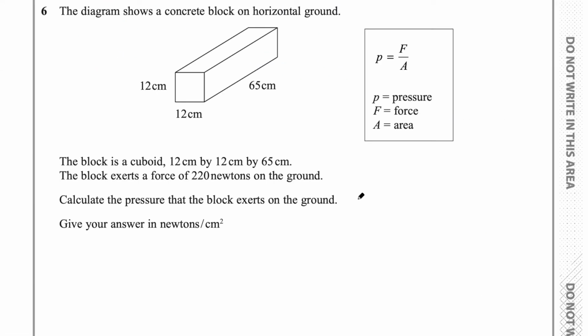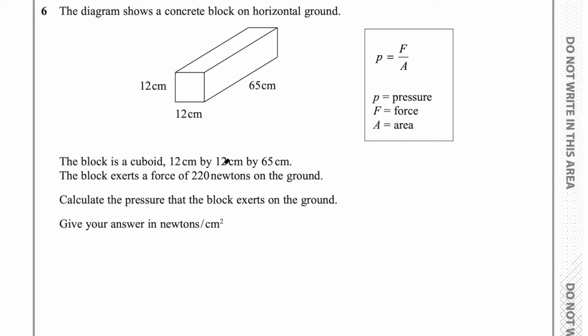Question 6 says the diagram shows a concrete block on the horizontal ground. The block is cuboid, 12 by 12 by 65. The block exerts a force of 220 newtons on the ground. Calculate the pressure that the block exerts on the ground. Give your answer in newtons per centimeter squared.